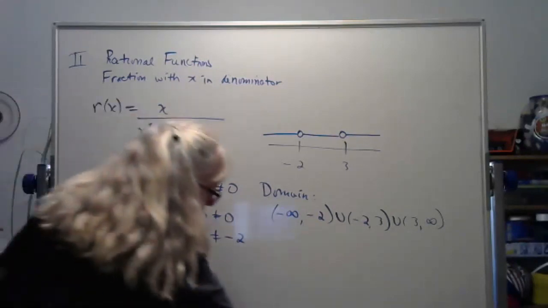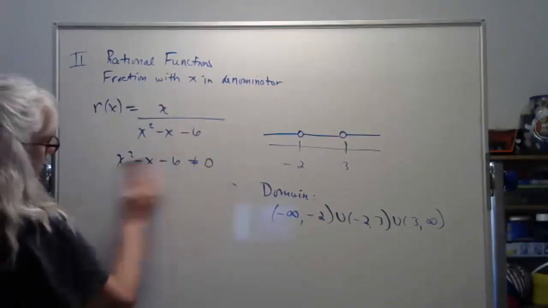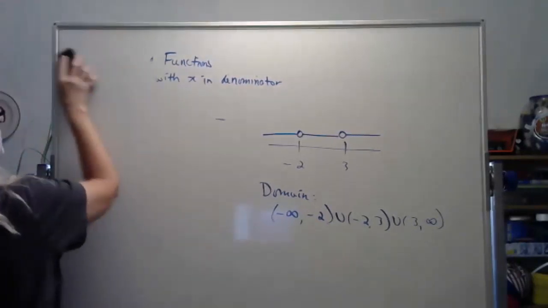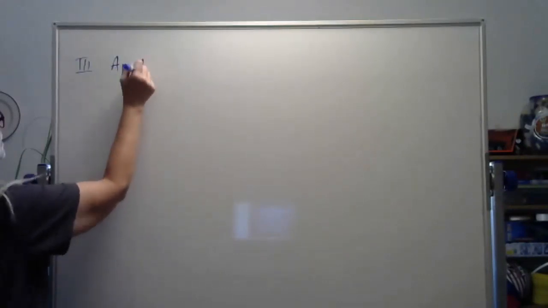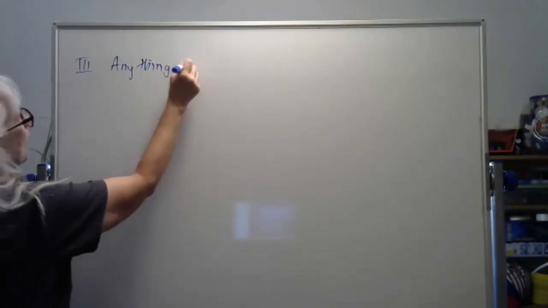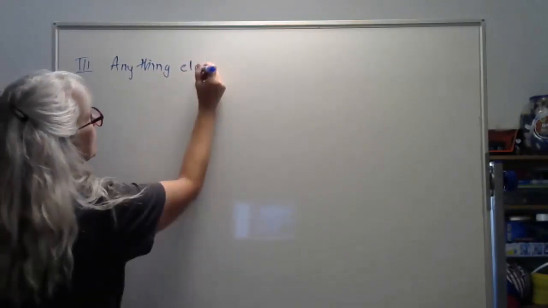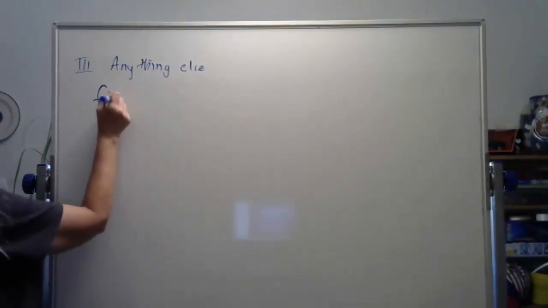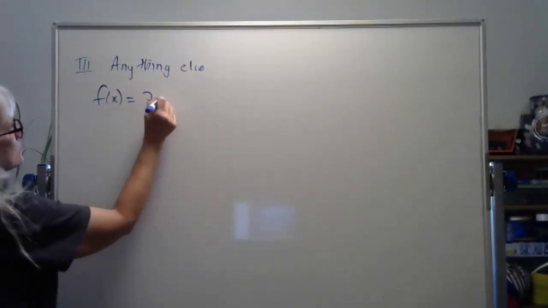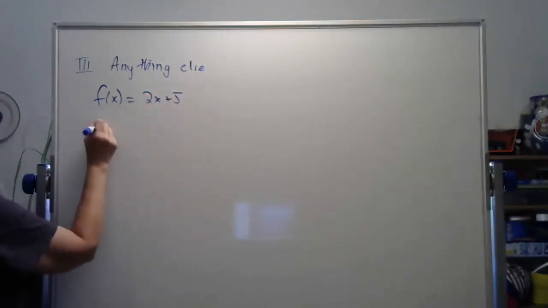Okay. Whew. One more type and we're done. It's our easy type though. So type 3 for now is what I call the anything else. In other words, if I throw anything else at you and ask you for its domain, it really is anything else. So examples might be f of x is equal to 2x plus 5.